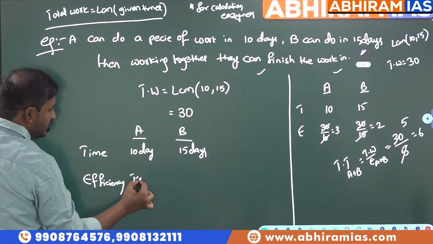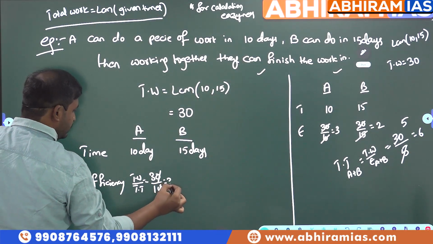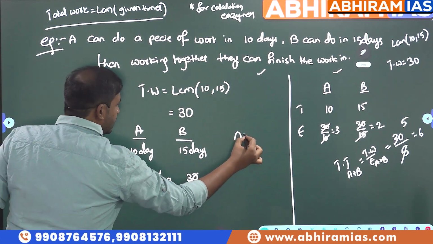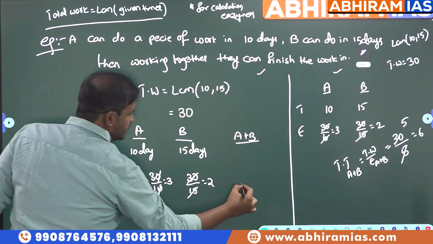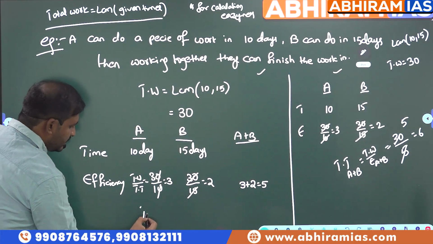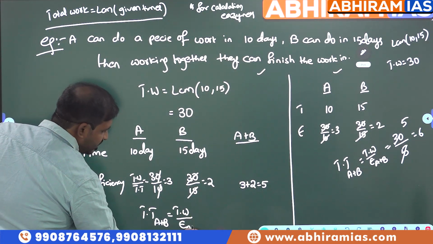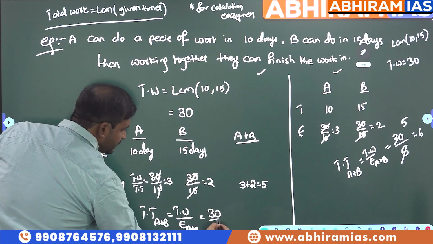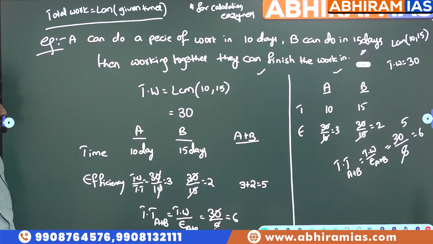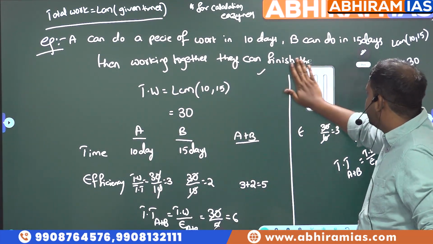So total work by time taken, that is 30 by 10, which is equal to 3. 30 by 15, this is equal to 2. Now A and B combined take 3 plus 2, that is equal to 5. So time taken by A and B will become total work by efficiency of A and B. So 30 by 5, this will become 6. Write it clearly, students, as this is your first example. Later on, we will write the things directly.